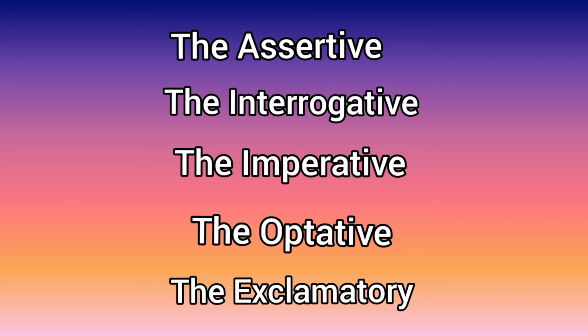So we understand that there are 5 kinds of sentences. I repeat: the assertive, the interrogative, the imperative, the optative, and the exclamatory. I will talk about each of these kinds of sentences in my subsequent videos. I hope you have understood the definition and concept of the sentence and its parts and kinds.